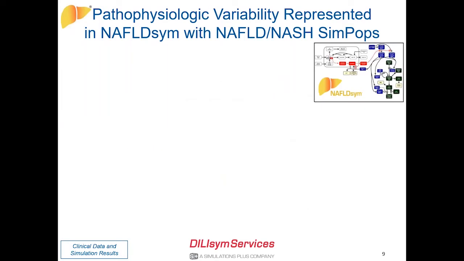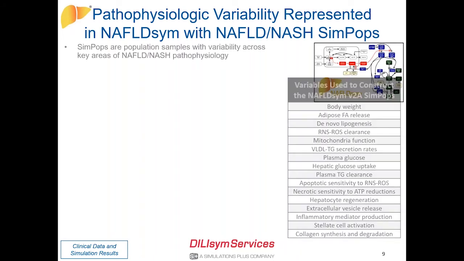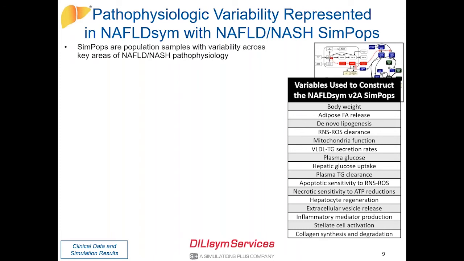So with respect to the pathophysiologic variability and our approach for generating and representing simulated populations. Again, the approach we use is consistent with that used in most quantitative systems pharmacology, kind of standard within the discipline. We look at the disease and what is represented, in this case NAFLD and NASH, and we identify key parameters that we know, A, play an important role in the pathophysiology, and B, where there are available data to define the range of parameter variability for a given aspect of the pathophysiology.